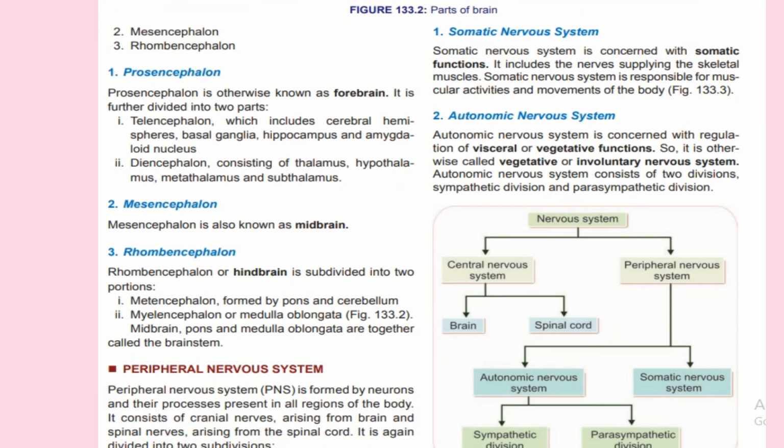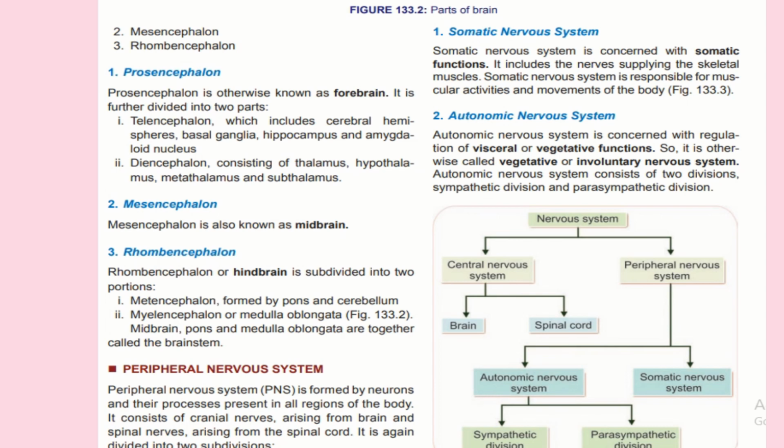Somatic nervous system is concerned with your somatic function. It includes the nerves supplying the skeletal muscles. Somatic nervous system is responsible for muscular activities and movement of the body. From somatic, you must remember soma. Soma is your body. So it involves the muscular activities and movement of the body.